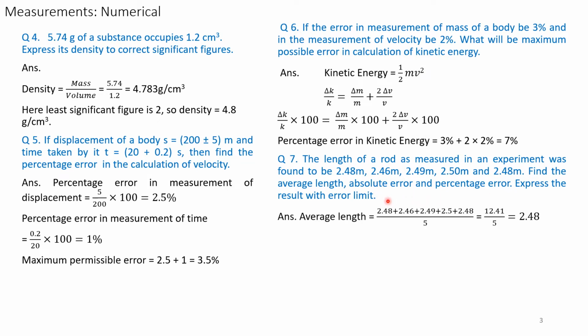So let us answer it. Average length is given by the sum of all the 5 measurements divided by the number of measurements. Therefore, adding, we get 2.48 plus 2.46 plus 2.49 plus 2.5 plus 2.48 divided by 5, because we have taken 5 measurements. That is equal to 12.41 divided by 5. That is equal to 2.48 meters.